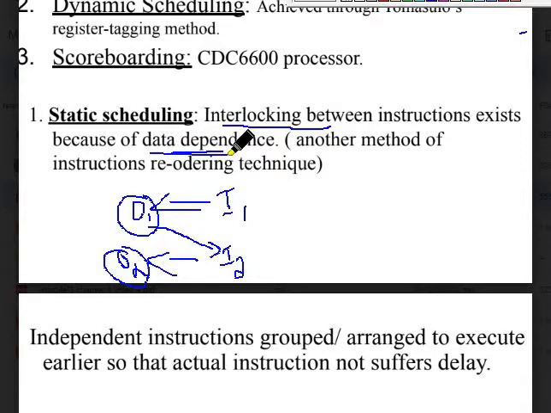If there is data dependence between multiple instructions, the situation is called interlocking. In such a situation we have to apply different methods so that we can resolve the data dependency and make them execute faster, in order. It is not all together at a time, but one after another, in less time.